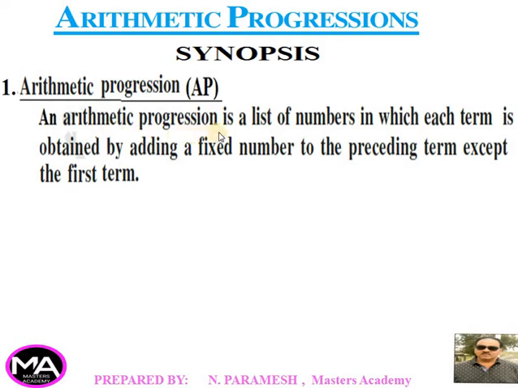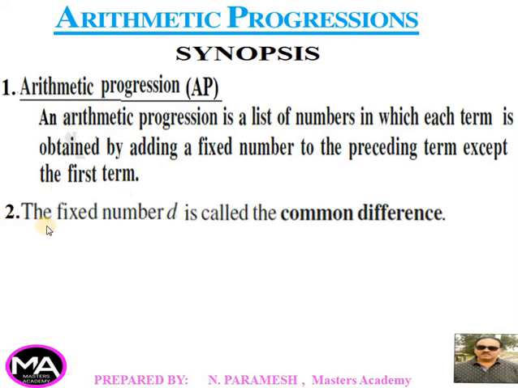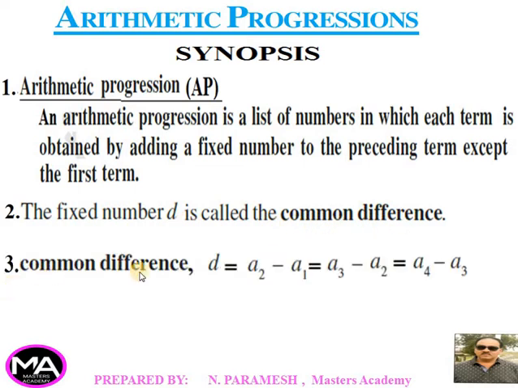An arithmetic progression is a list of numbers in which each term is obtained by adding a fixed number to the preceding term except the first term. Second point, the fixed number, small letter d, is called the common difference. Third point, common difference d is equal to a2 minus a1, that is equal to a3 minus a2, that is equal to a4 minus a3, and so on.